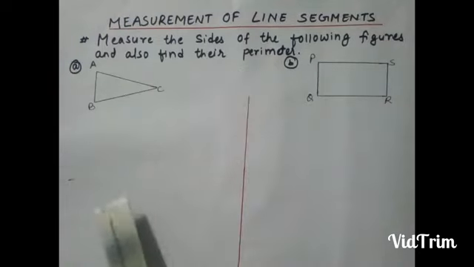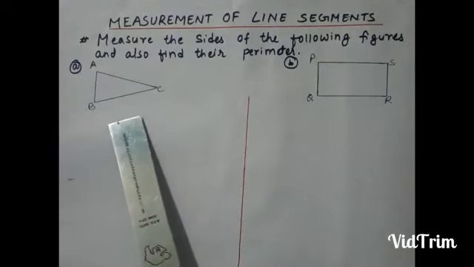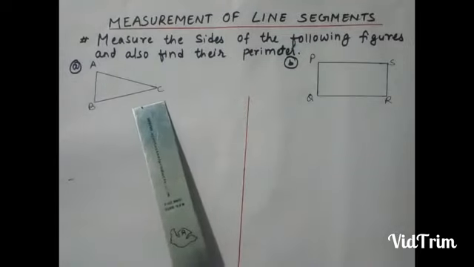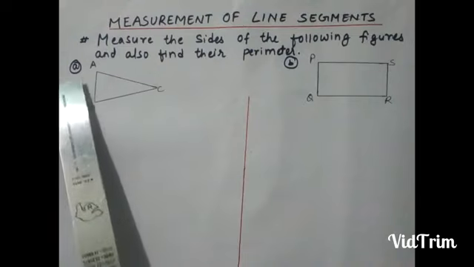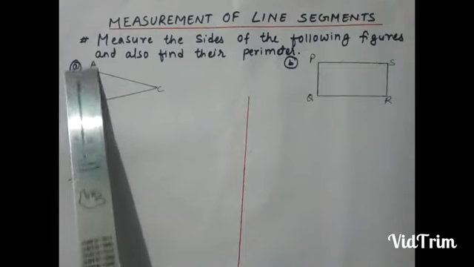So students, let's begin from question A. As you can see, question number A is triangle ABC. We all know triangle has three sides. So let's measure all the three sides. Starting from AB, let's first measure the side AB.